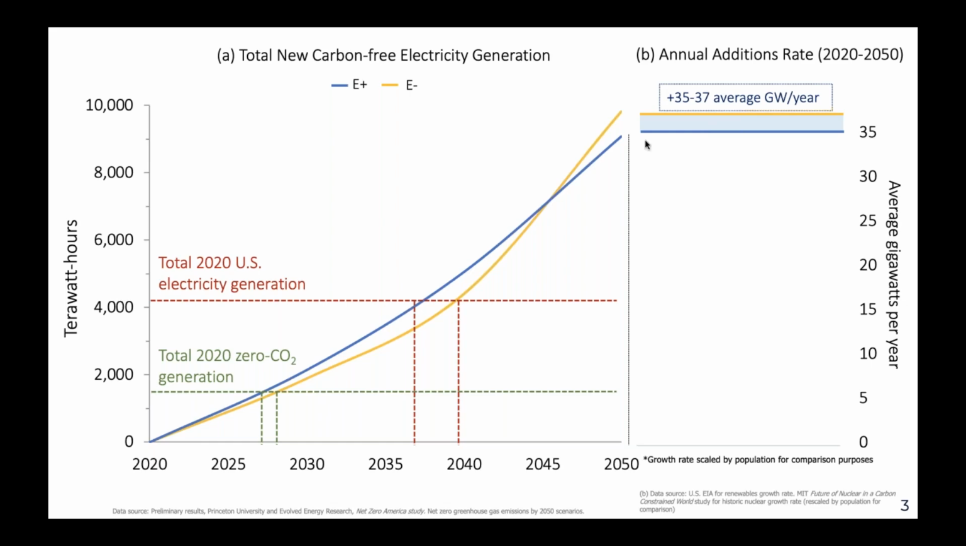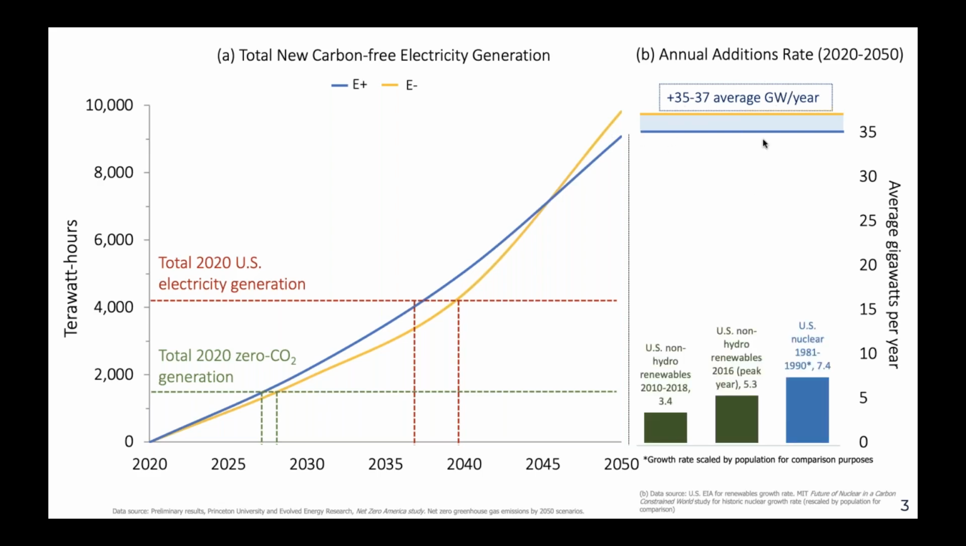So if we take the average rate of growth between now and 2050, essentially what we need to be doing is bringing online between 35 and 37 average gigawatts worth of new low carbon capacity every year between now and 2050. And for context, we can look at how we've been doing over the last several years. The average rate of deployment for wind and solar or non-hydro renewables in the US between 2010 and 2018, after adjusting for capacity factor, amounts to 3.4 average gigawatts per year of sustained growth. And our peak year, which was 2016, we added 5.3 average gigawatts of combined non-hydro renewables, mostly wind at that point.